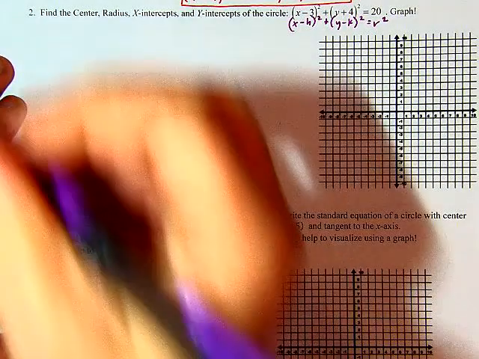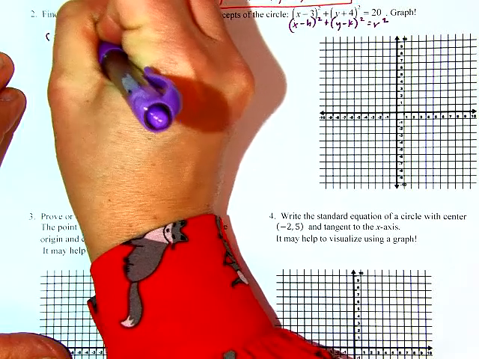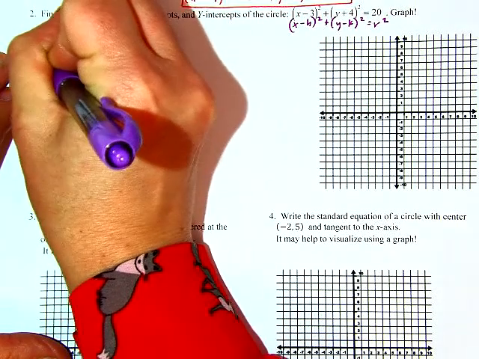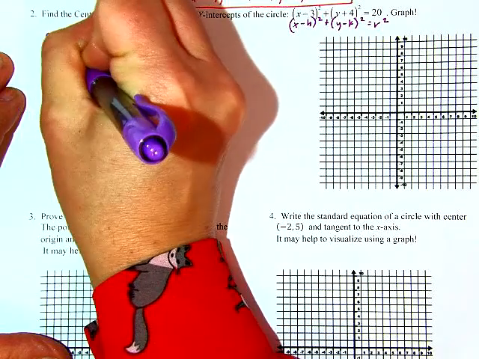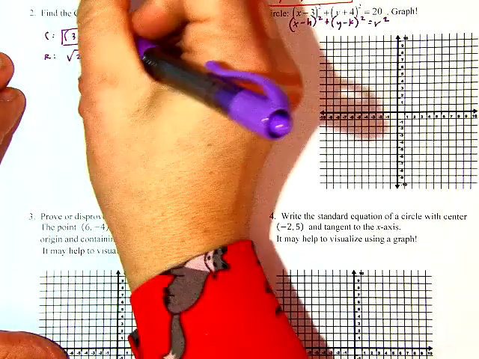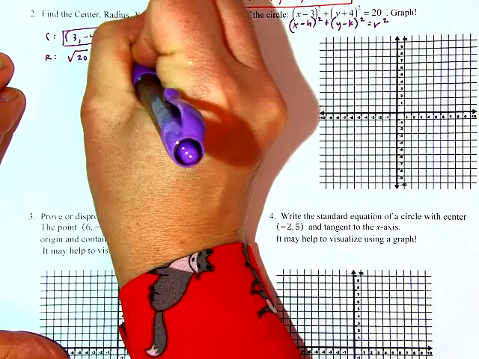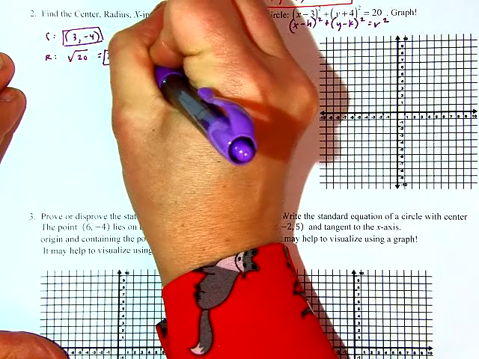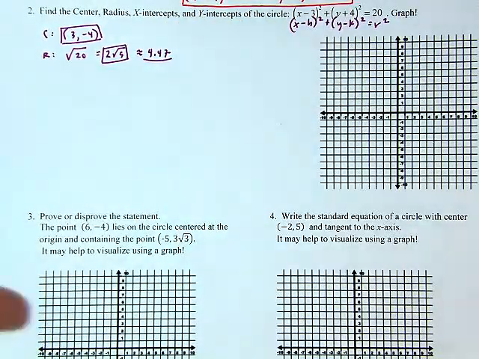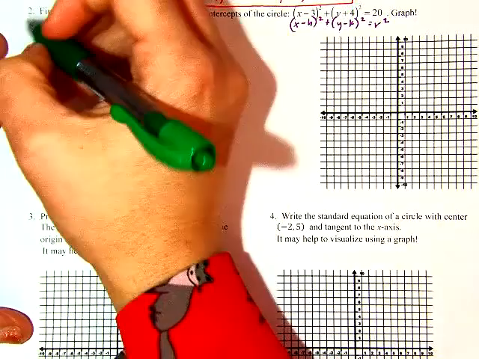Okay, so my center is at 3, negative 4. My radius is going to be the square root of 20. Well, 20 is 4 times 5, so I have 2 root 5. And I'm going to need the decimal approximation to be able to graph it. So that's about 4.47. Okay, now I'm going to need my intercepts. So let's get the x-intercepts first.